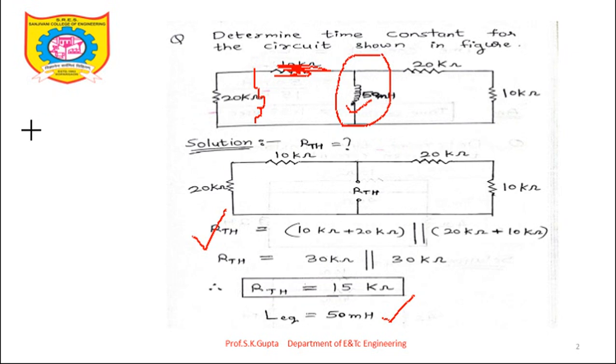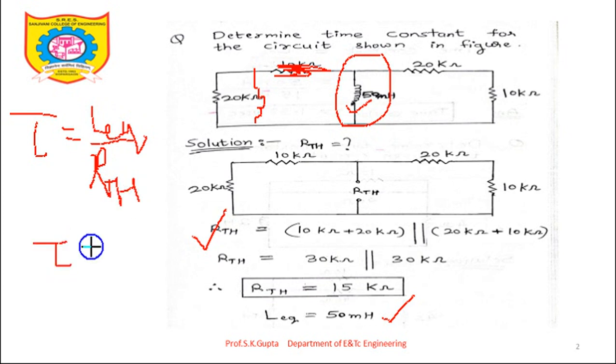So once again, for RL circuit, time constant is L equivalent divided by RTH, unit is seconds, and for an RC circuit, the time constant is RTH into C equivalent. So I hope you remember this formula, because we require time constant in every numerical of transient. For RL circuit, L equivalent by RTH, and for RC circuit, RTH into C equivalent.